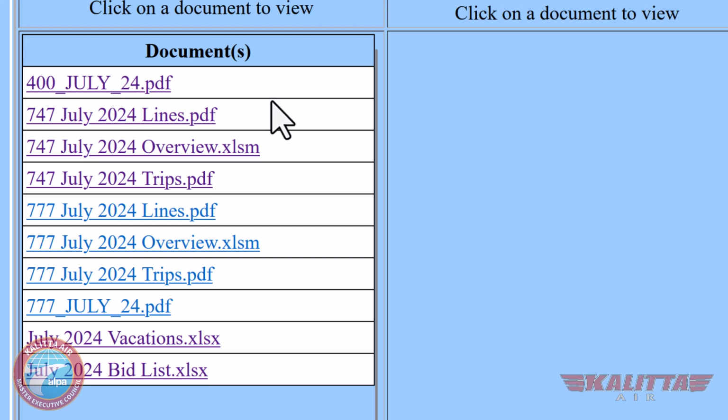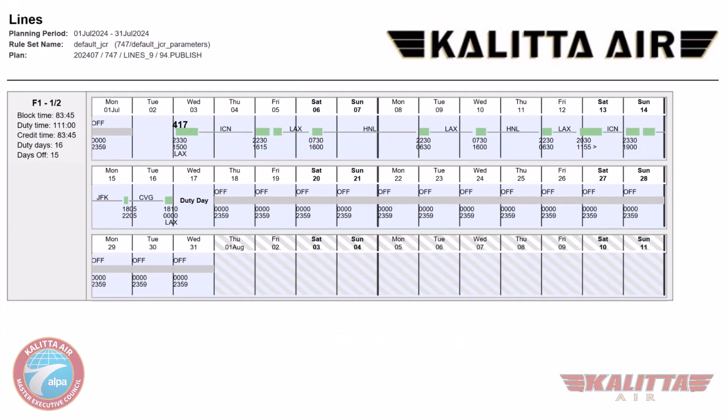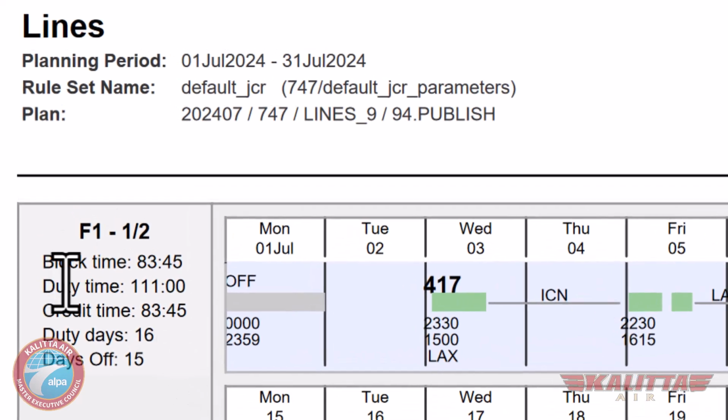Okay. So, again, make sure you're looking at the correct fleet. We're going to go ahead and look at the 747. And this is in line order, so it'll always start with the first line, F1. This 1, 2 right here is the crew complement. Captains versus FOs. 1 captain, 2 FOs.